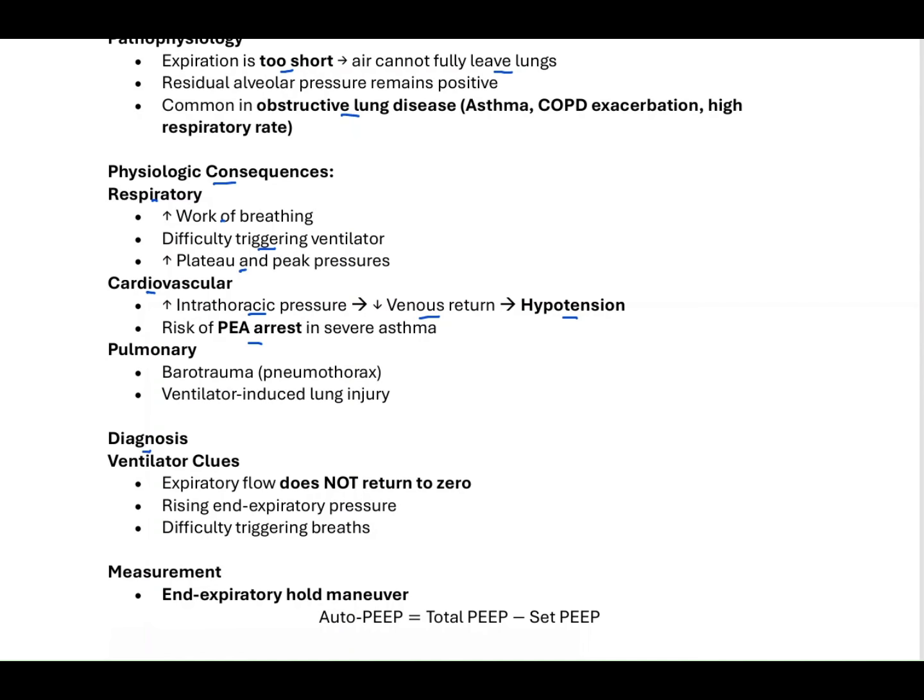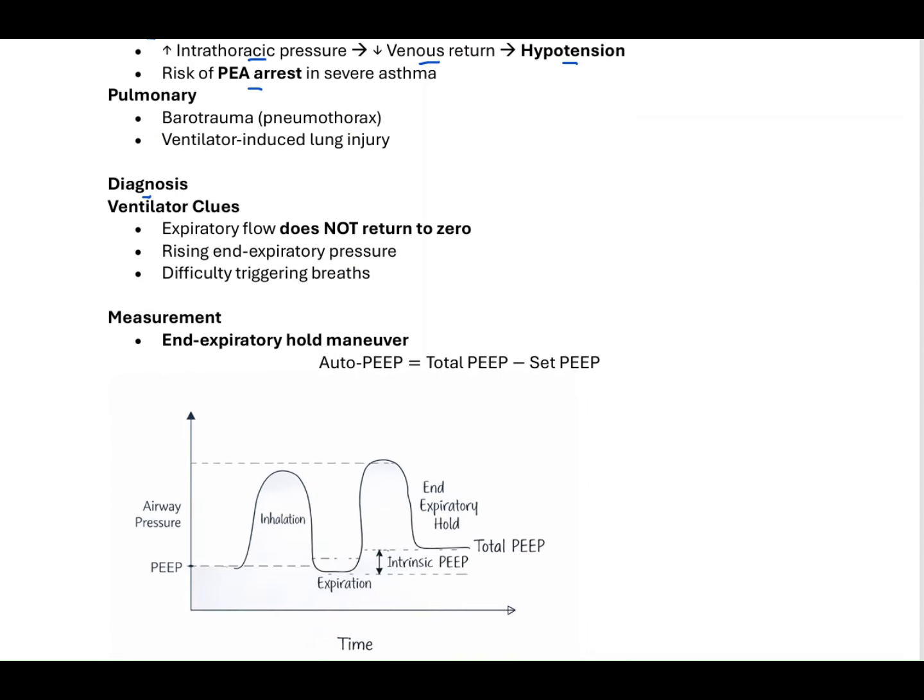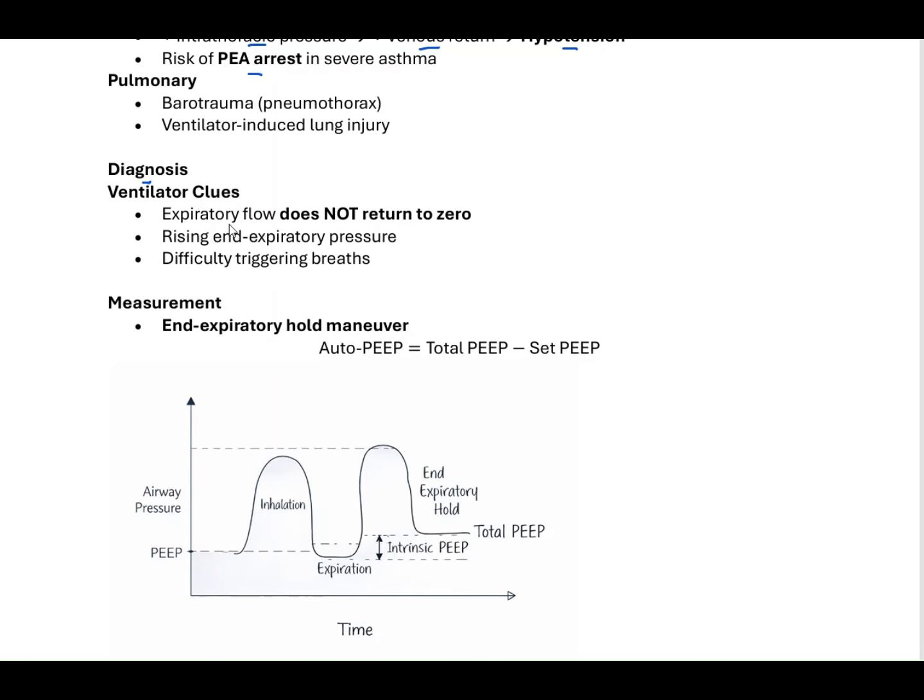So how do we diagnose this? Like we mentioned earlier, a couple of clues that you can look for is when you look at the expiratory flow, if it doesn't return to 0. That could be one clue, because when you look at the flow, let's say this is our baseline, right? Baseline from the previous lecture. Let's say this is inspiration, and this is going to be expiration. Ideally it's supposed to return to 0. Then the next breath will be delivered, right? So that's going to be inspiration.